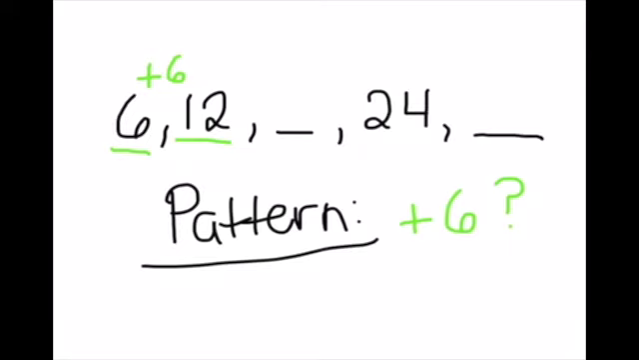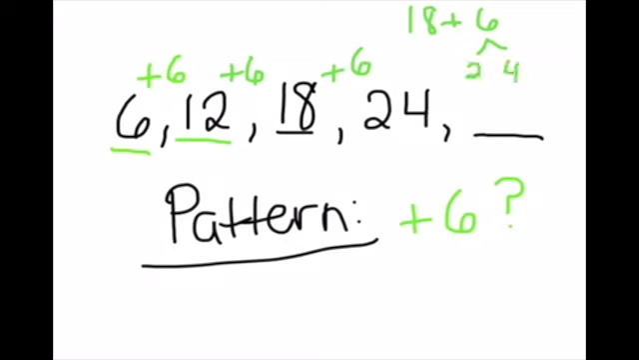What would be 12 plus 6? Well, I know 2 plus 6 is 8. So 12 plus 6 must be 18. Let's see if 18 plus 6 really equals 24. Well, if I split the 6 into a 2 and a 4, and I add 18 plus 2, that's 20, and then 20 plus 4 is 24. So that does work. So I could take away that question mark now because I know that is indeed a plus 6 pattern. That works.